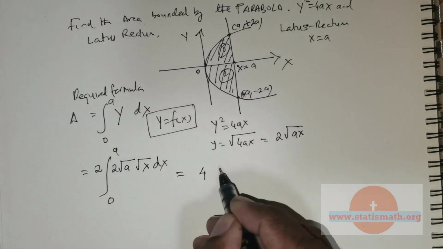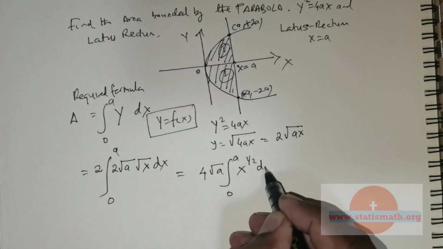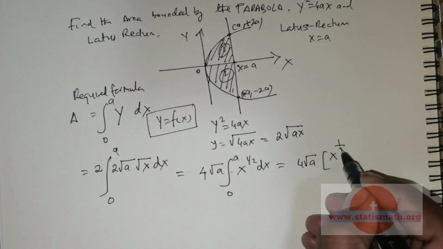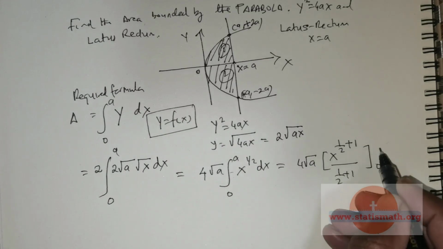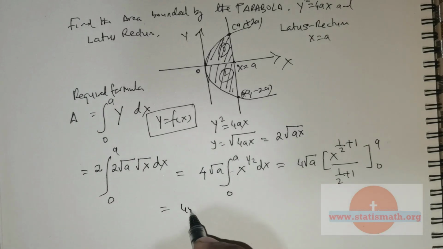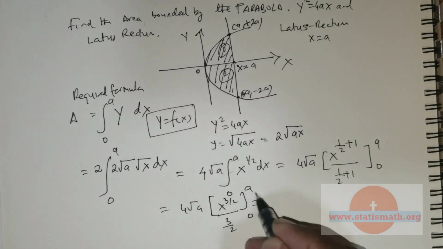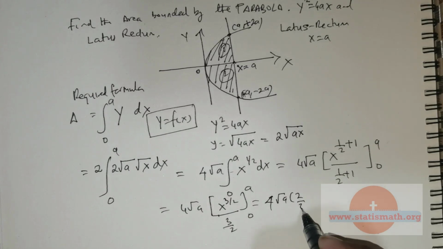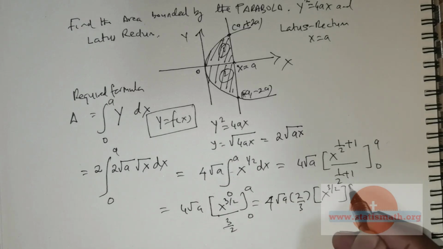I can rewrite this as 4 times root of a times integral 0 to a of x raised to the power half times dx, which is nothing but 4 times root of a. I integrate this, I get x raised to the power 1 over 2 plus 1 divided by 1 over 2 plus 1. The limits are 0 to a, which is nothing but 4 times root of a times x raised to the power 3 over 2 divided by 3 over 2. Limits are 0 to a. I can flip this and rewrite it as 4 times root of a times 2 over 3 times x raised to the power 3 over 2, 0 to a.